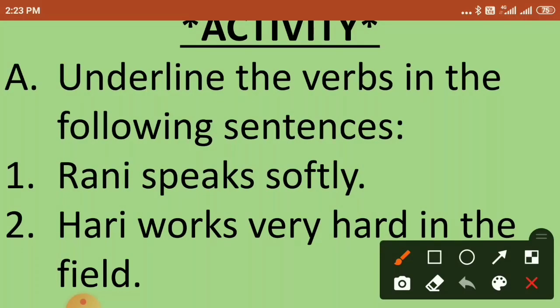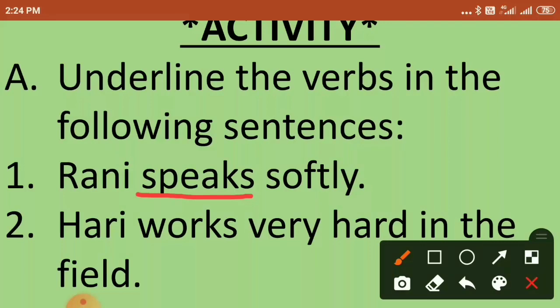Rani speaks softly. So what is the subject in this sentence? In the first sentence, which is the subject? That's great. Very good. Rani is the subject. So what action is Rani doing? She is speaking. So which is the action word? Speaks. So we will underline the verb speaks. Which is the verb in this sentence? Speaks. Let's move ahead and see the second sentence.